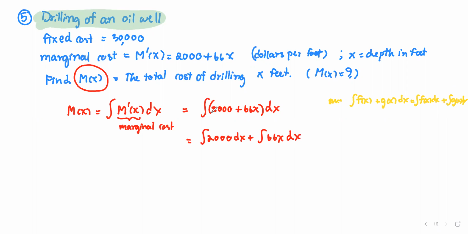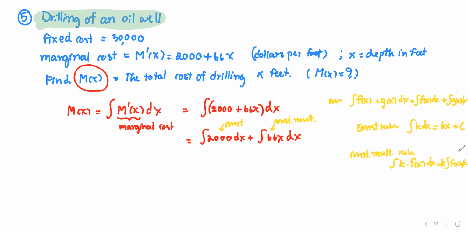The first term is the constant function. We're going to use the constant rule, which is the integral of k with respect to x equals k times x plus c. And for the second one, we have a constant multiple. So we use the constant multiple rule, which is the integral of k times the function f(x) equals k times the integral of f(x) with respect to x.